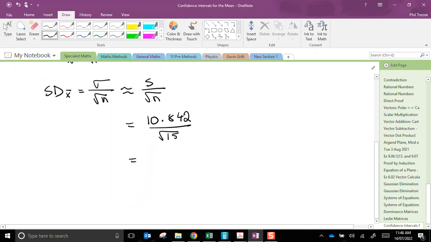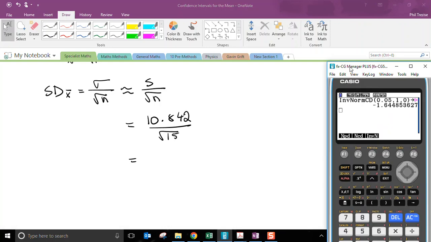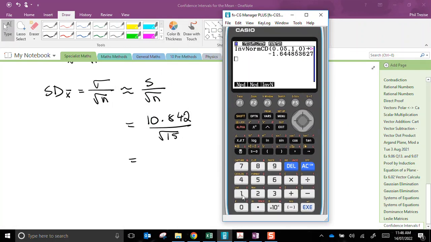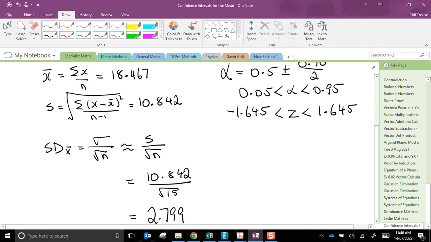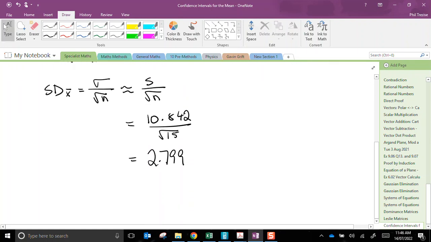So back to the calculator. I need 10.842 divided by the square root of 15. And I should have stored that. I'll store that under letter S because it's the standard deviation of the mean there. So that's 2.799. Just write that down before I forget. Okay, I've got everything I need now in order to calculate my confidence interval.